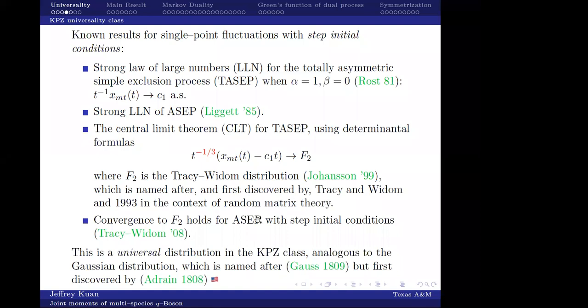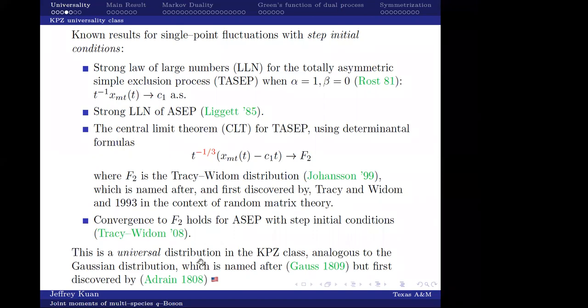And then a few years after that, Tracy and Widom showed the central limit theorem for ASEP. So no longer totally asymmetric, but partially asymmetric. The reason I'm talking about ASEP is that this is a universal distribution in the Kardar-Parisi-Zhang universality class. So this is analogous to the Gaussian distribution, right? The bell curve occurs in a lot of contexts.